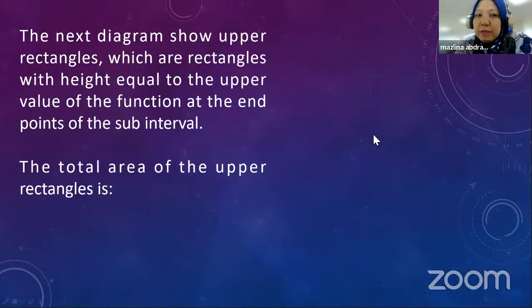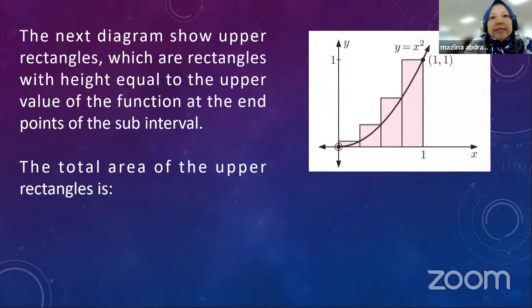Okay, all right. From here, class, we move to the next one. So these are the upper rectangles. If you notice, just now we used the lower rectangles, now we use the upper rectangles. You see here, just now the rectangles were below the function line, but now they are above it, because we look at the upper rectangles, which touch the function at the upper parts of the rectangles.